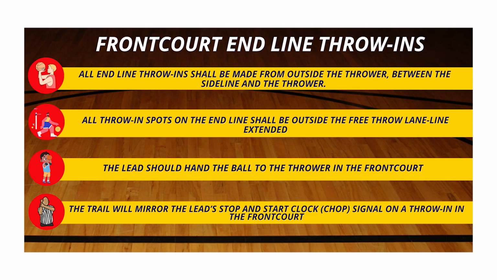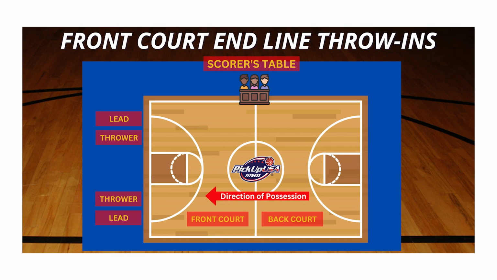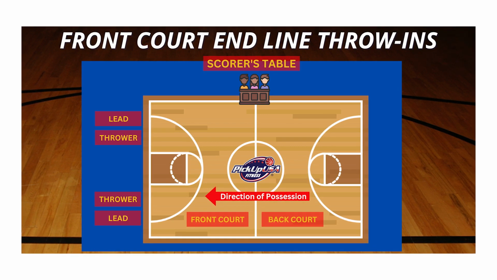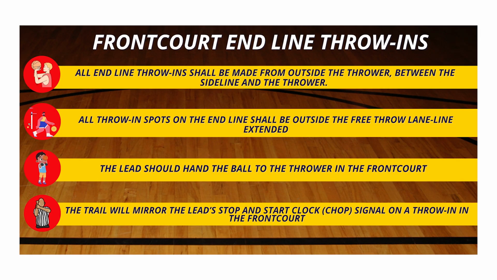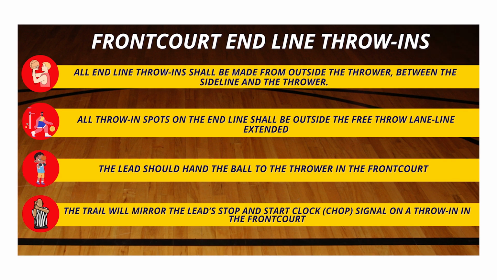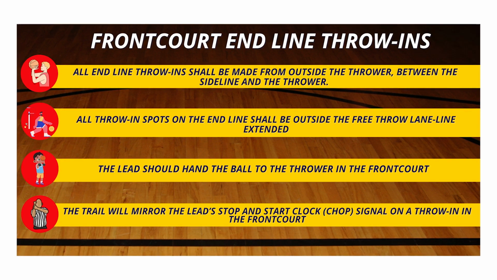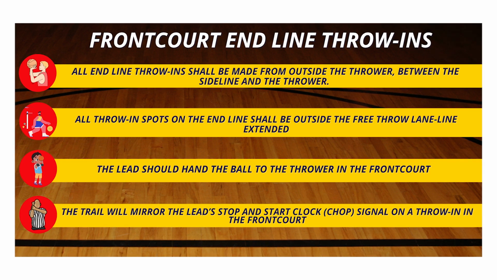Let's review how throw-ins are administered when on the front court end line. All end-line throw-ins shall be made from the outside of the thrower, between the sideline and the thrower. See adjacent diagram. All throw-in spots on the end line shall be outside the free throw lane line extended. The lead should hand the ball to the thrower in the front court. The trail will mirror the lead stop and start clock signal on a throw-in in the front court.